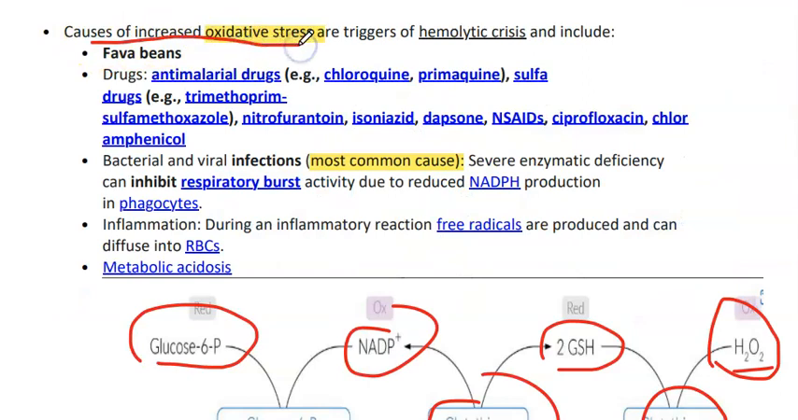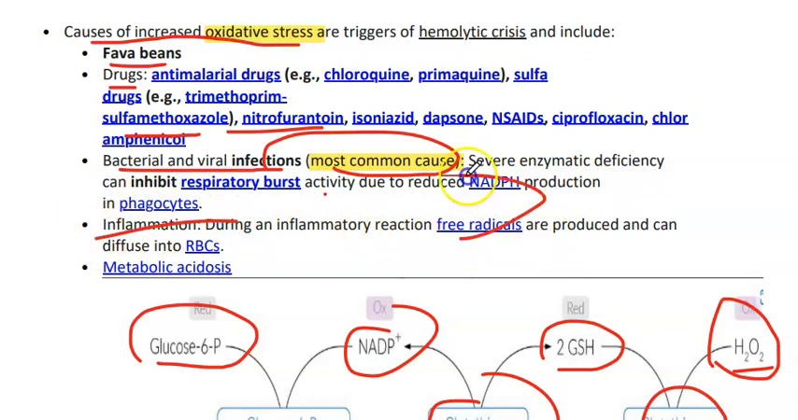Causes of increased oxidative stress are fava beans, drugs like anti-malaria drugs, sulfa drugs, nitrofurantoin, isoniazid, dapsone, NSAIDs, ciprofloxacin, and chloramphenicol. Bacterial and viral infections are the most common causes. Severe enzymatic deficiency can inhibit respiratory burst activity due to reduced NADPH production in phagocytes. Inflammation: during inflammatory reaction, free radicals are produced and can diffuse into RBCs. And metabolic acidosis. So these are all the causes of stress.